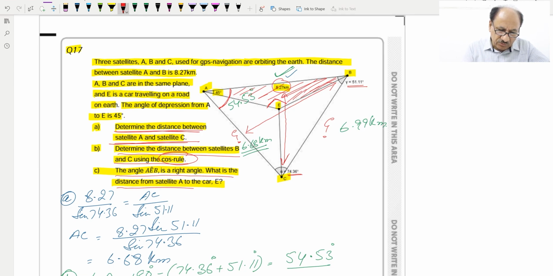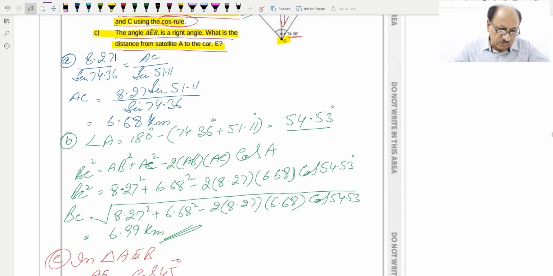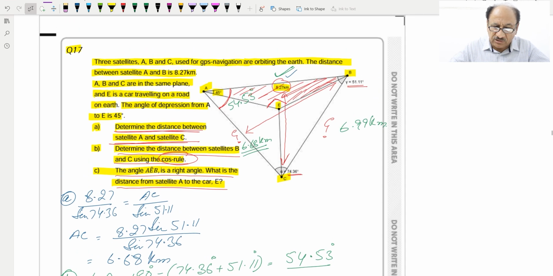What is the distance from satellite A to CE? So this is how trigonometry is used, sine rule is used, cosine rule is used. So this is a comprehensive question for very nice practice. You will have to find these types of questions. I have solved these types of questions in my videos, and you can refer to so many questions. Explanatory videos are also there. I have explained the topics also, so better to go through those videos as well.